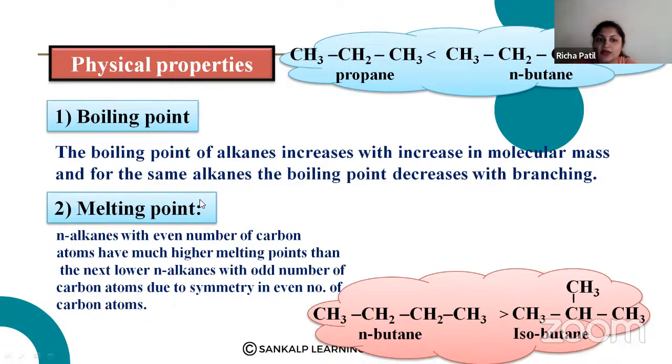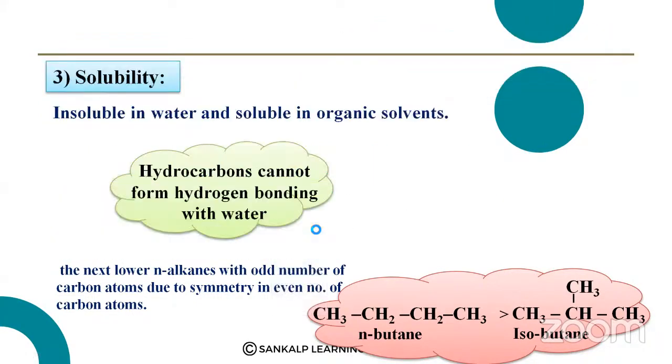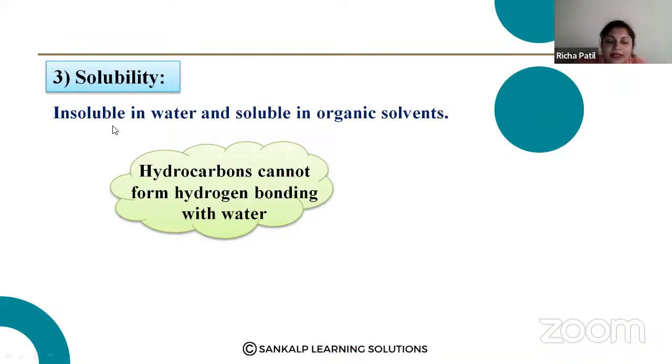So these are two physical properties: first is boiling point, second is melting point. Next, we'll see the solubility. These alkanes are insoluble in water and they are soluble in organic solvents. Why are they insoluble in water? Any molecule that should be soluble in water should form hydrogen bonding.